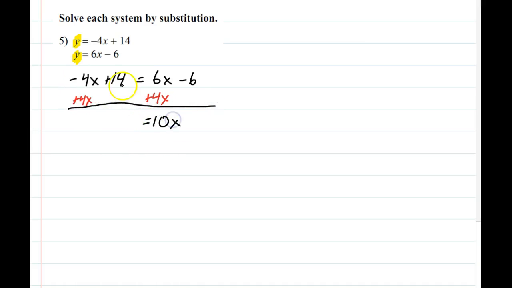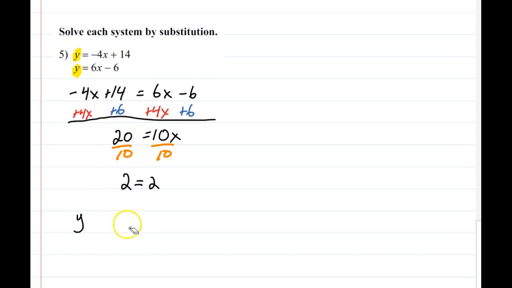So we get 10x, and then you can save yourself a line and add 6 also. And so I get 20 equals 10x. Divide both sides by 10. And so x equals 2. I'll plug it into the bottom equation.